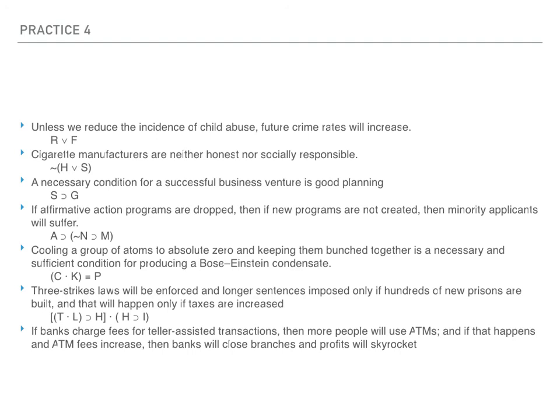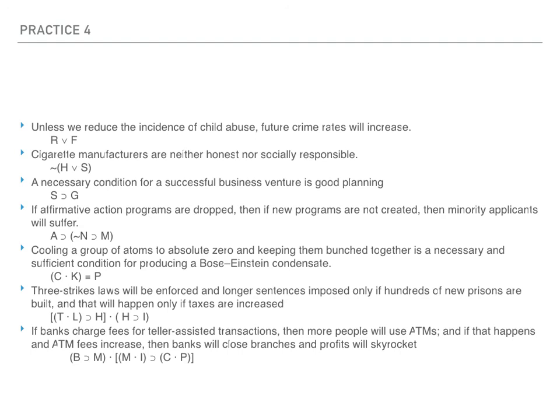And then it's "if that happens." If what happens? As we were just saying, if more people use ATMs and ATM fees increase, then banks will close branches and profits will skyrocket. So here is the translation. Just as we said, there's a dot as the main operator. On the left-hand side is our B ⊃ M statement. On the right-hand side, notice it's M · I, where I stands for ATM fees increase. M · I says that more people use ATMs and ATM fees increase. And if that's the case, then banks will close branches and profits will skyrocket.